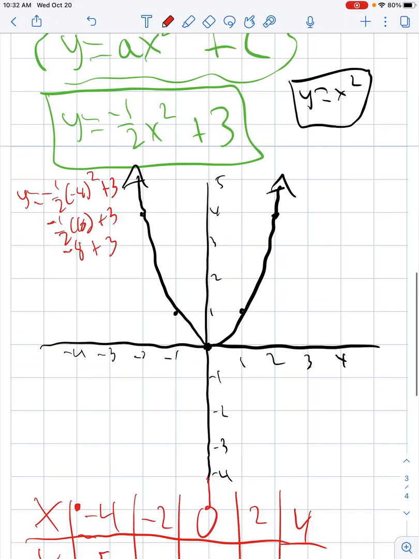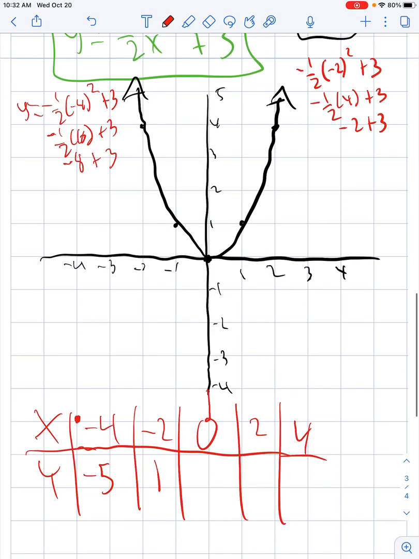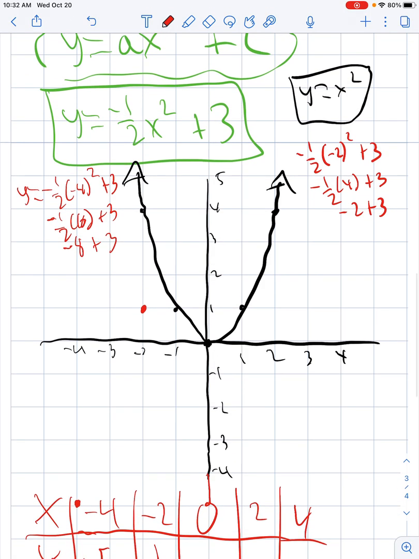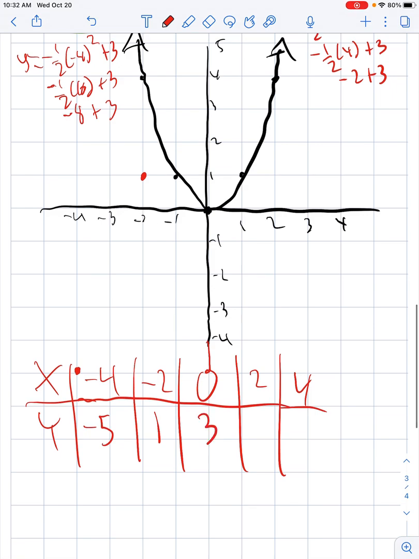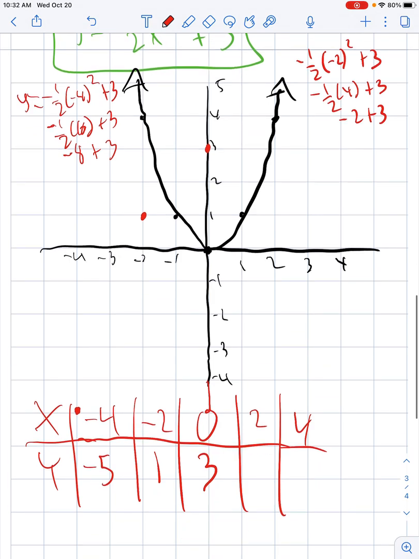Now let's plug in a negative 2. So I'm going to solve this problem. Negative 1/2, plug in a negative 2. Negative 1/2 times negative 2 squared, which is 4, plus 3. Negative 1/2 times 4 is negative 2. And negative 2 plus 3 equals positive 1. So when x is negative 2, y is positive 1. Now when I plug in 0, I'm going to get 0 plus 3. That's going to give me 3. So I know that when x is 0, y is 3.